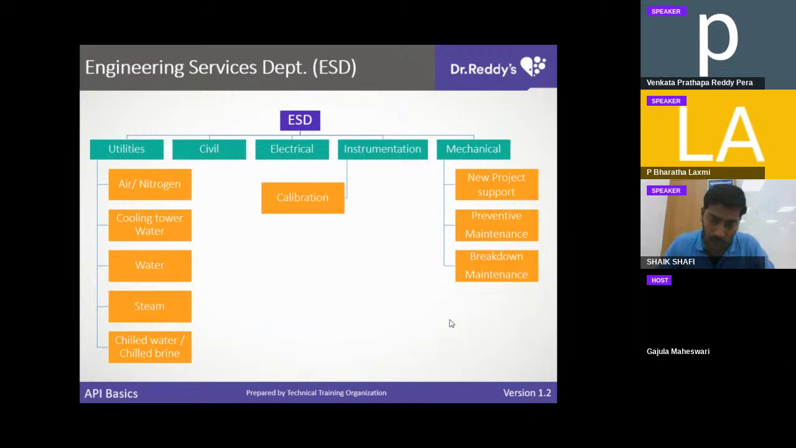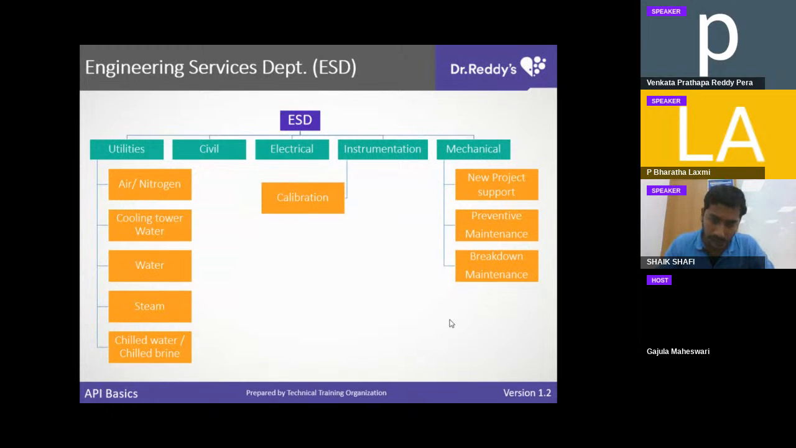Again, coming to steam. Steam is a water vapor. We use it for the heating process. For execution of reactions, we need to heat the reaction mass, and for that purpose we use steam. Again, chilled brine and chilled water are basically to cool the reaction temperature.